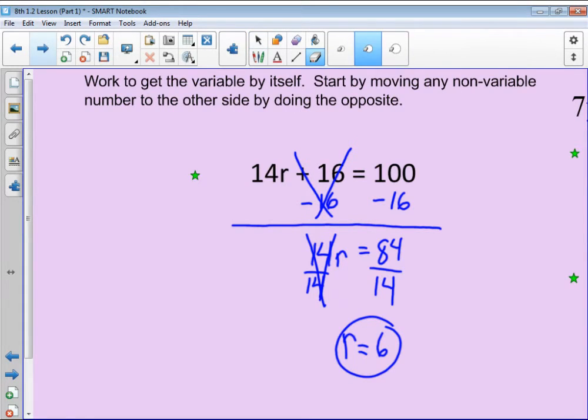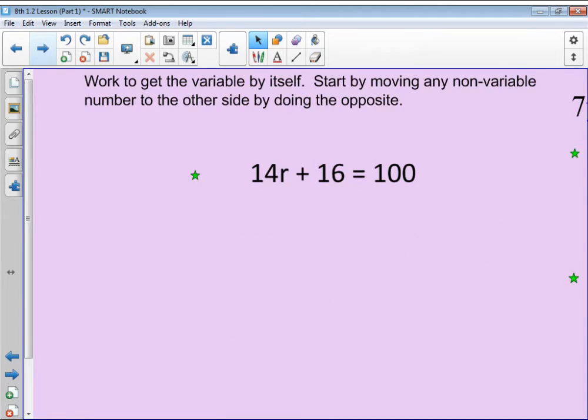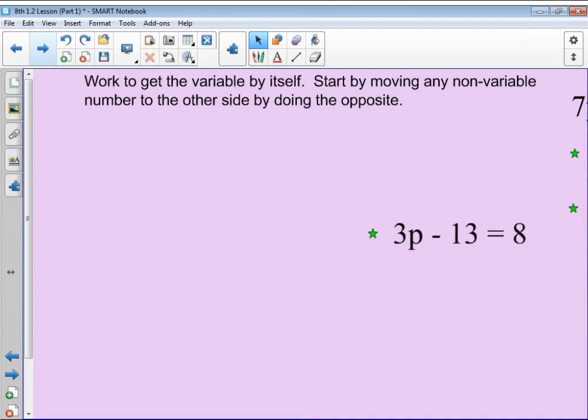All right, so I'm going to pull one out here. I'm going to have you do this one. So as I pull it out, you're going to go ahead and pause the video and work it out on a sheet of paper or your whiteboard. So you have 3p minus 13 equals 8. So go ahead and pause your video, work through this problem, and then you can check your answer in just a minute.